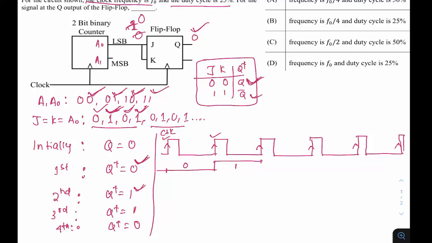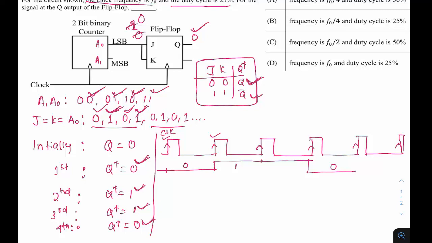Now when the third is applied, your Q plus equals 1. So this 1 will be continued like this. So the third is over, right? Now when the fourth is coming, your Q plus is basically 0. So here it will again drop like this, and this is your 0. Then what is going to happen?